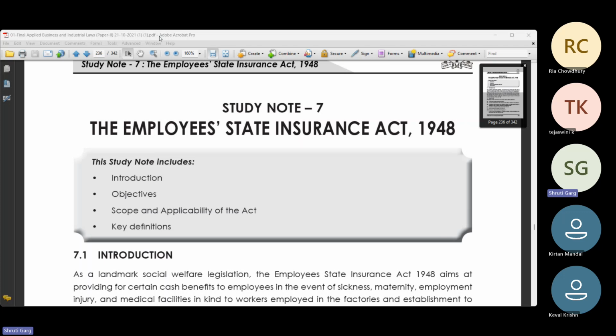Open page number 235, Employees State Insurance Act. You may see it on the screen. Screen is visible. Yes, ma'am, it is visible. Okay.